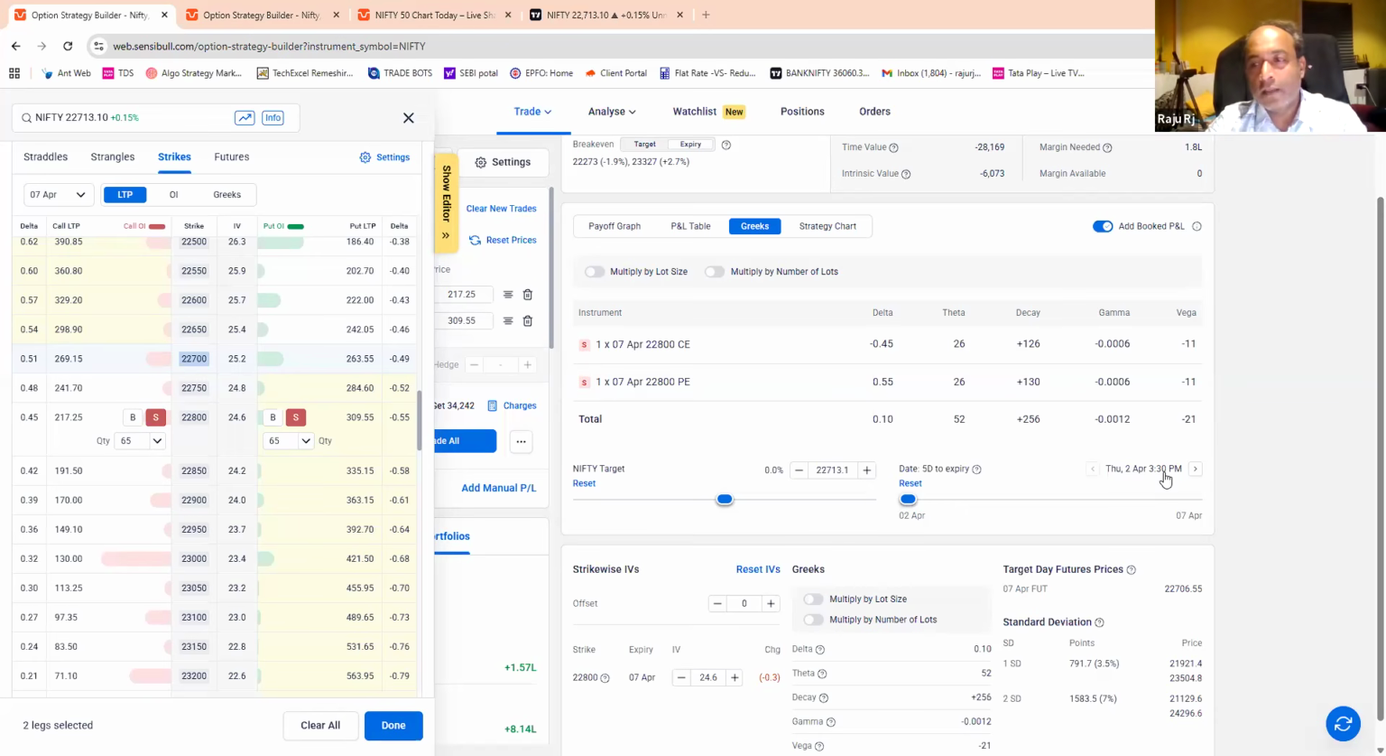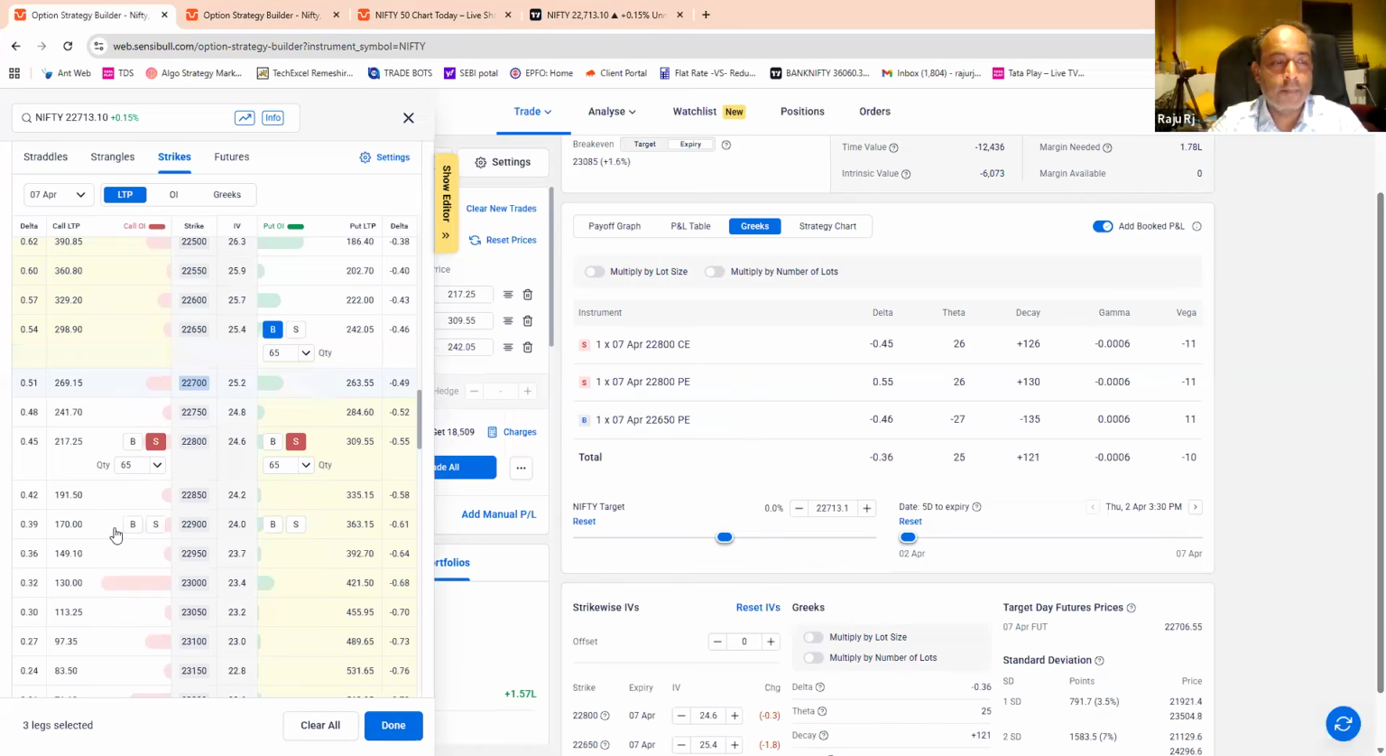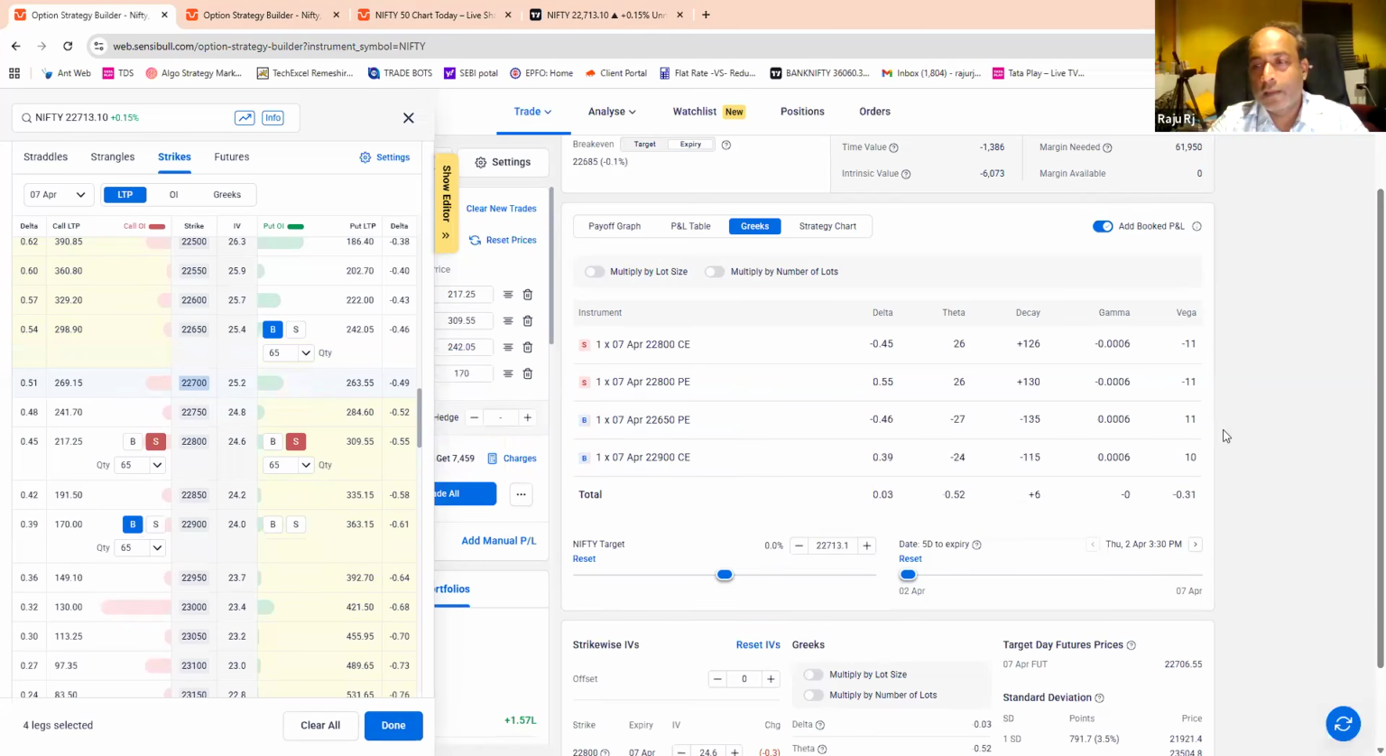If you see here, if you are in naked selling, the Vega will be negative. And as soon as you go for any buying, the Vega will be positive here. So buying has a positive Vega, selling has a negative Vega. So that's why you have to keep the overall strategy positive.